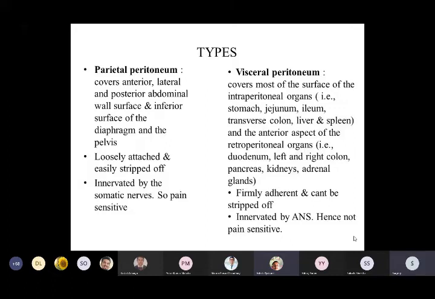The visceral peritoneum is firmly adherent and cannot be stripped off easily, and it is innervated by the autonomic nervous system. Hence, there is no pain sensation.